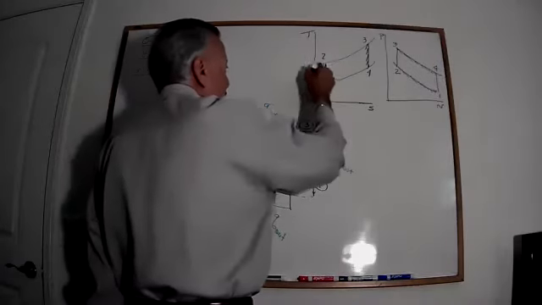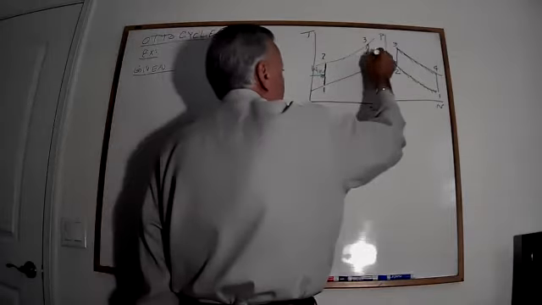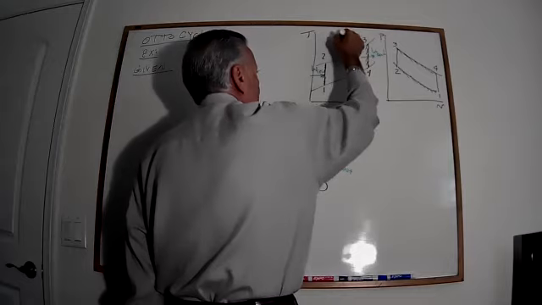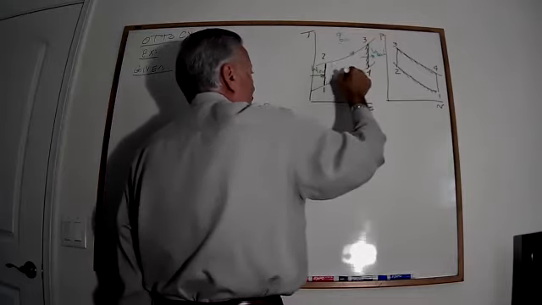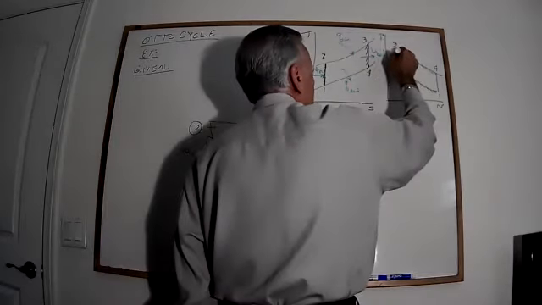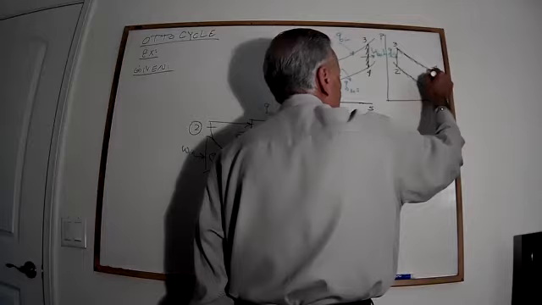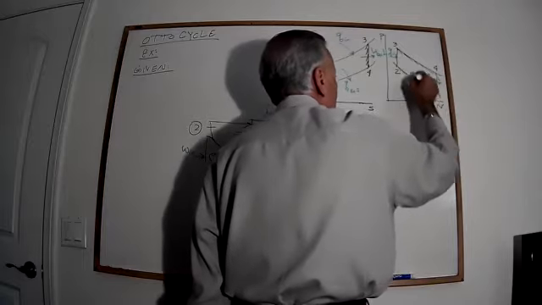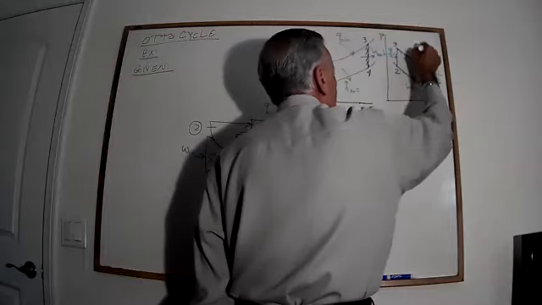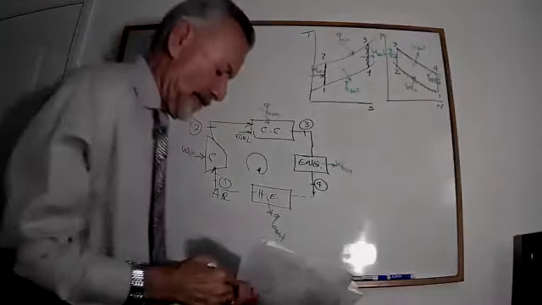Now here, this is the work in. This one is work out. Q in and Q out. Similarly here, this is Q in. This one is Q out. This is the work we put into the system, and this is the work we get out of the system.